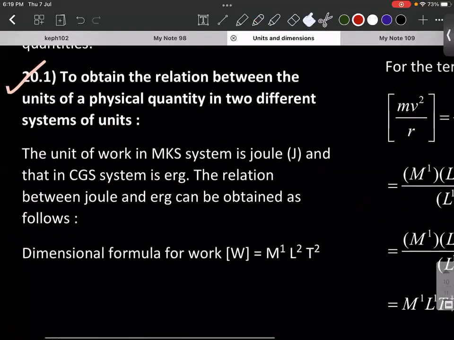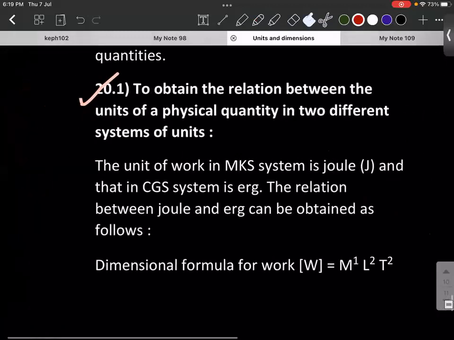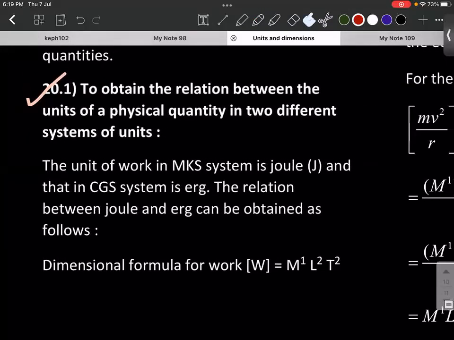So first step is write down this heading: to obtain the relation between the units of a physical quantity in two different systems of units.